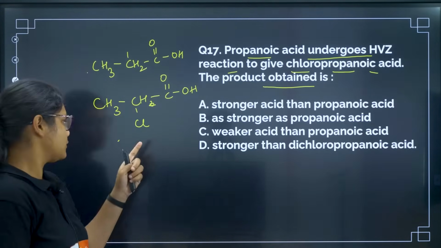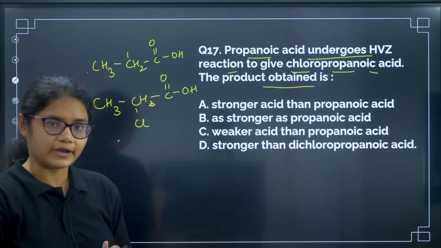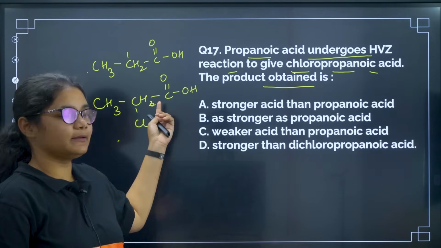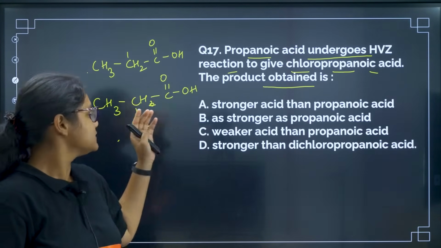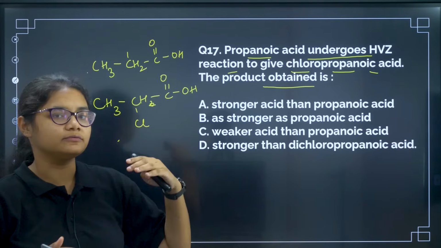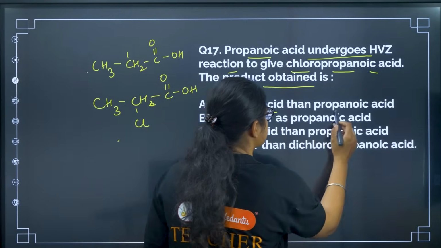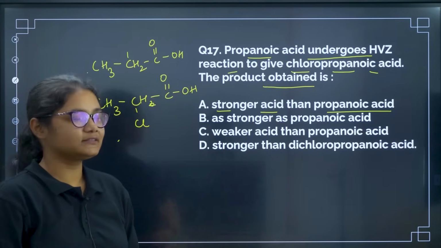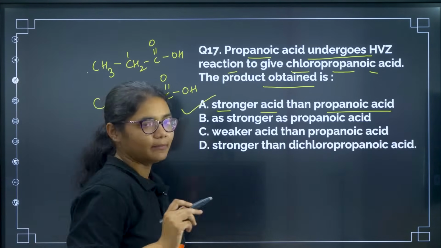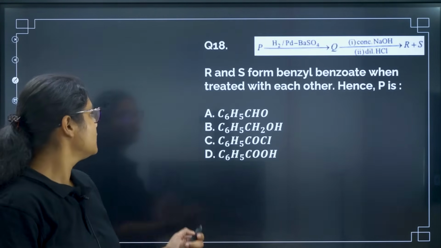So if you see, chlorine is an electron withdrawing group, right? It has a -I effect. It will stabilize the conjugate base better. So this product is a stronger acid than this one. So it is a stronger acid than propanoic acid. So the correct answer for this question will be option number A. Very easy one, this one.